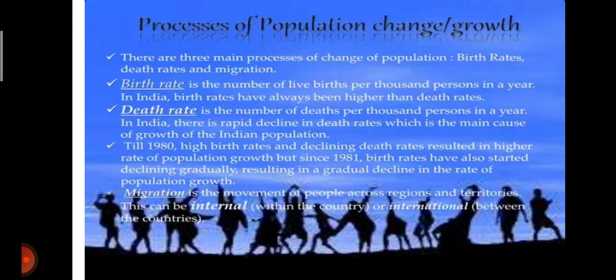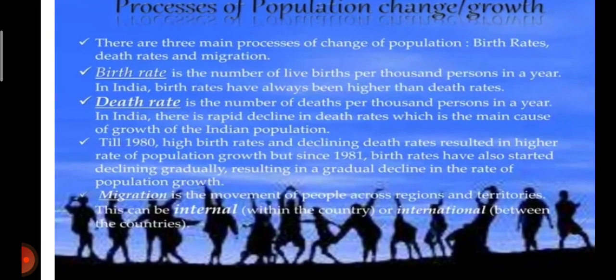Now we will see the process of population change or growth, how it is changing. It is changing due to these components. First is the birth rate, second is the death rate, and the third is migration. What is the birth rate? It is the number of live births per 1,000 persons in a year. In India, the birth rate has always been higher than the death rate. That is why the population is increasing.